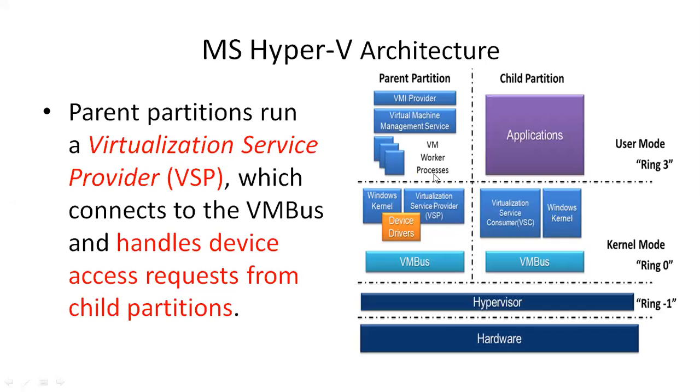The virtualization service provider connects to the VM bus and handles the device access requests from the child partitions. The parent partition runs the VSP, which connects to the VM bus and then handles the access request from the child partition.